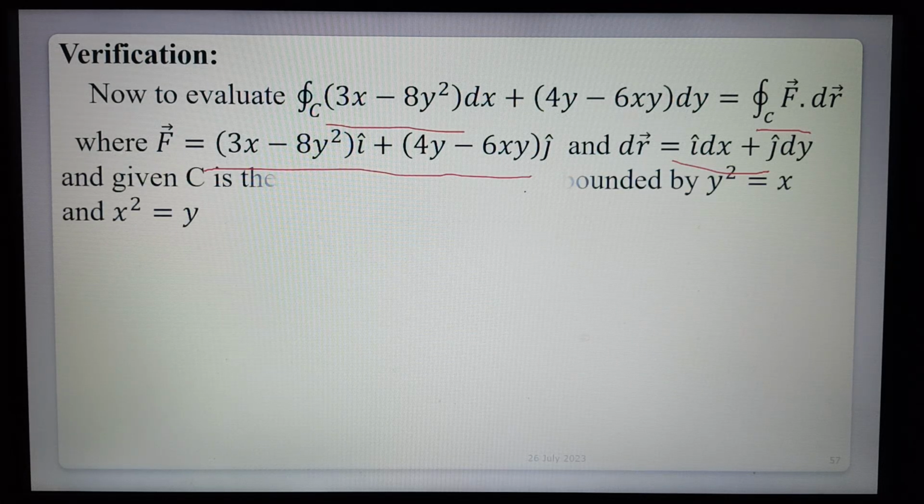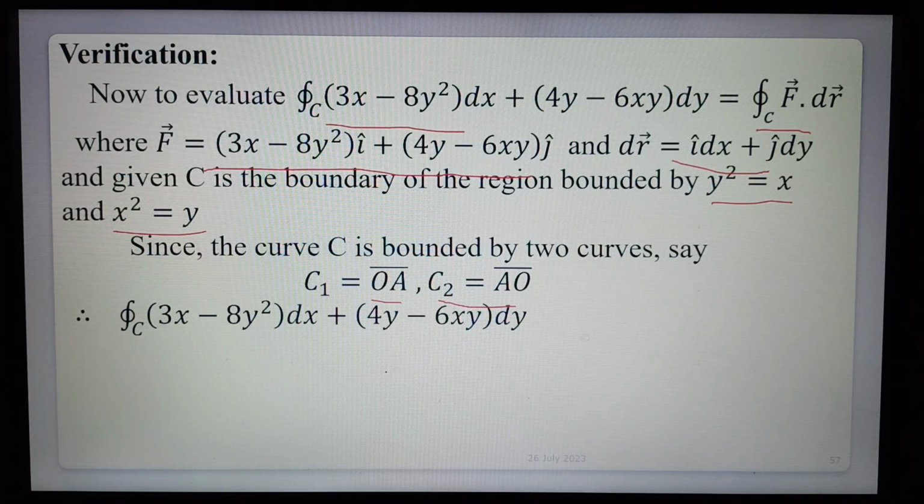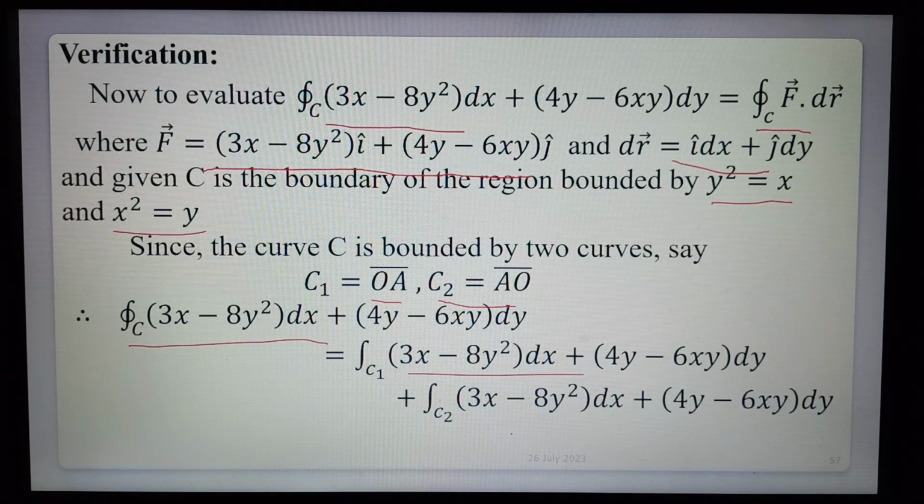Since the given region is bounded by y square is equal to x and x square is equal to y, the curve is bounded by two curves, as I already told from the graph: C1 and C2. C1 is the OA curve, C2 is the AO curve. See the graph once again. Therefore, integration over C is equal to integration over C1 plus integration over C2. Now finding both values.